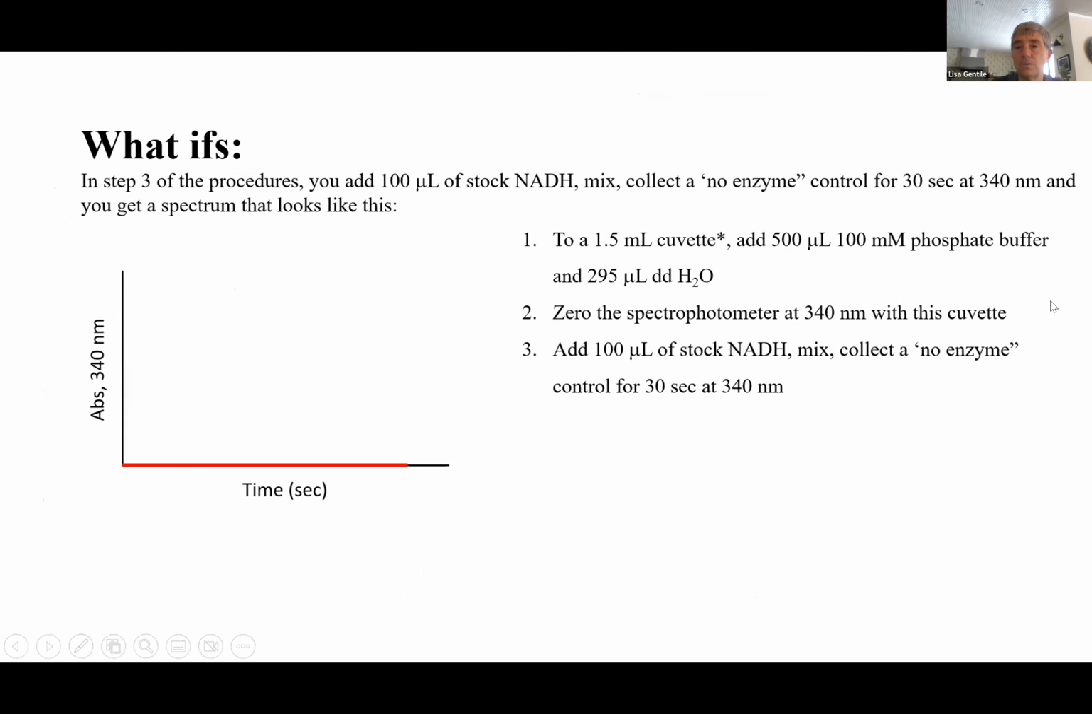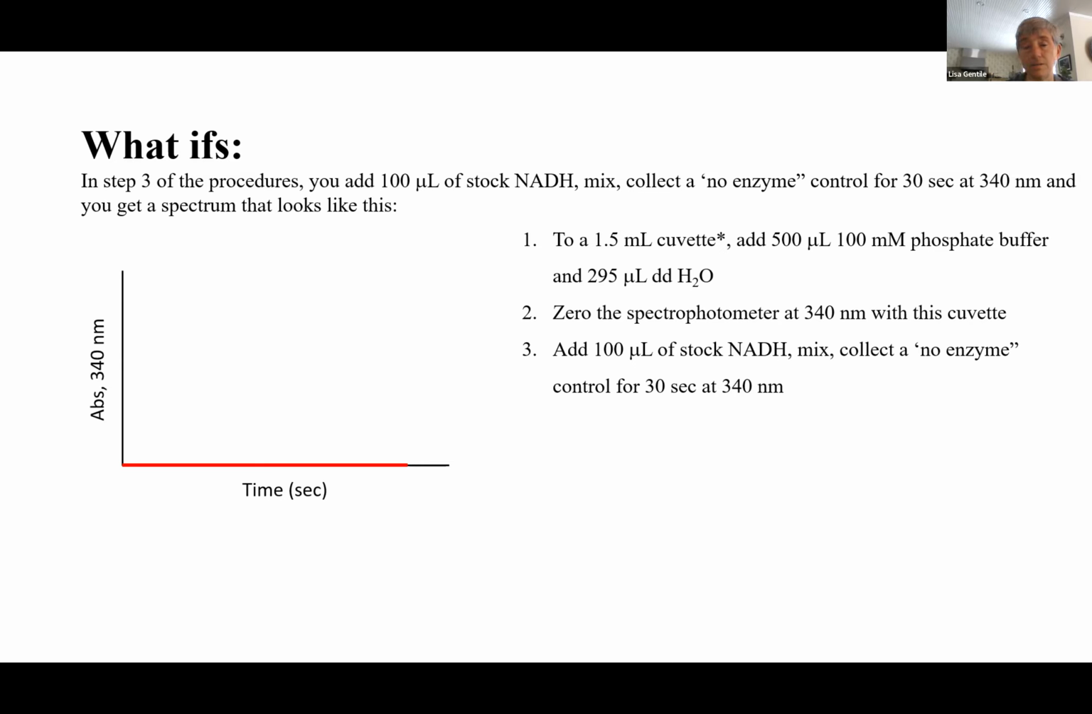All right, so I'm going to do a number of what if scenarios. So you have your 1.5 mil cuvette, you've added 500 microliters of your phosphate buffer, 295 of DI water, you've zeroed the spec, you added 100 microliters of your NADH, you hit go, and you get the spectrum on the left. So at this point, there is no absorbance at 340 nanometers. At this point, there's a problem.